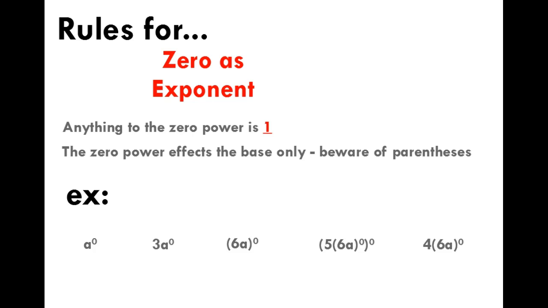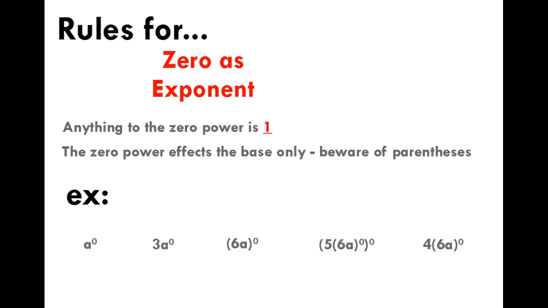If I ask people what is anything to the 0 power, they will often tell me 0, because it makes sense. When you multiply by 0, everything turns to 0. When you add 0, nothing happens. It just feels right to say 0, but it's actually 1. And it's because of what I said earlier.